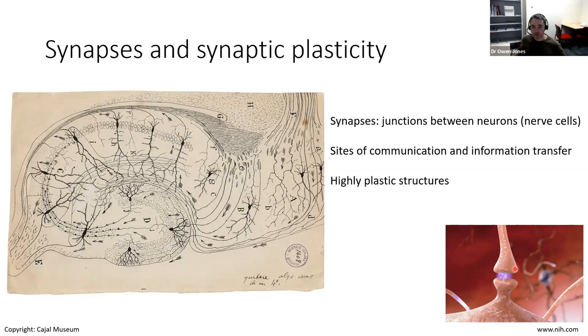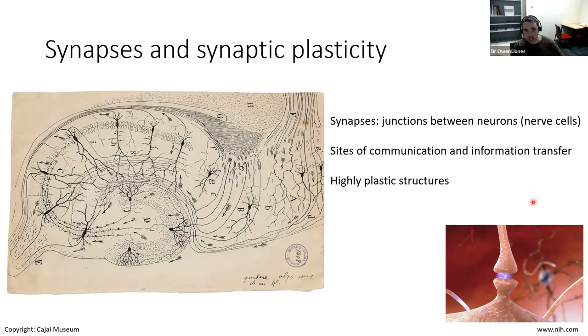This is how brain cells communicate with one another at these synapses. Now, each cell has thousands of these synapses, receiving many, many inputs from different cells. And what's critical to understanding how they are involved in information transfer and information storage is to understand that these synapses are what we would call highly plastic structures.